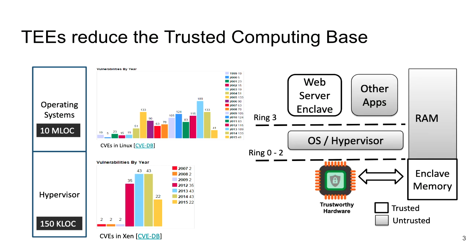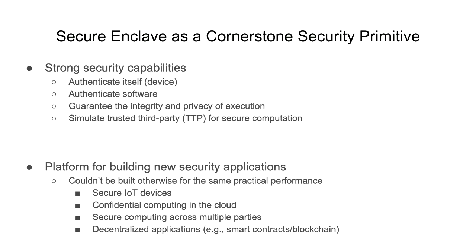And one of the key properties and capabilities of TEEs is that they can significantly reduce the trusted computing base. For example, operating systems are on the order of millions of lines of code, and even hypervisors are on the order of hundreds of thousands of lines of code, whereas Dale has mentioned that for the Keystone secure enclave, the trusted computing base is about 10,000 lines of code.